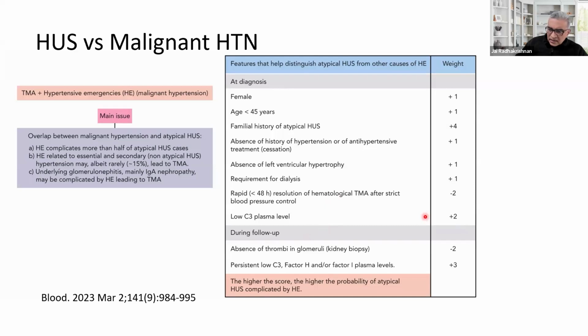And if you see a low C3, again, highly suggestive of AHUS. And then over follow-up, patients discharged and say had a kidney biopsy, there's no thrombi whatsoever. I'm sorry, that goes towards malignant hypertension, because most HUS patients will have microthrombi. And again, signs of your typical accompaniments of atypical HUS, if it's positive: low C3, factor H or factor I levels. All these will suggest atypical HUS. So in my mind, I think that lack of hypertension, no LVH, and requiring dialysis is highly, highly suggestive of AHUS.